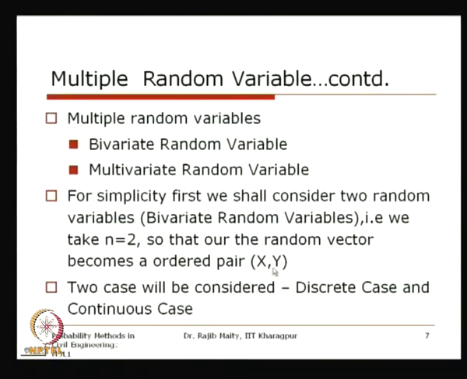Now, when we are talking about this bivariate random variable, we will also discuss it in two different cases, that is, the discrete case and the continuous case. The discrete case can take only specific values, and the continuous case can take any value over the entire support of the random variable.